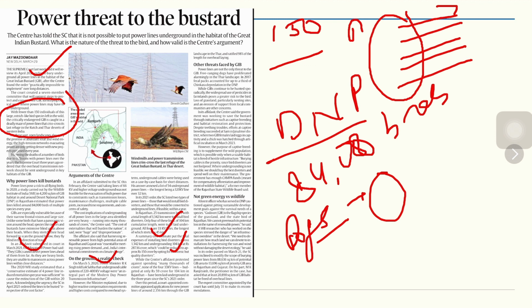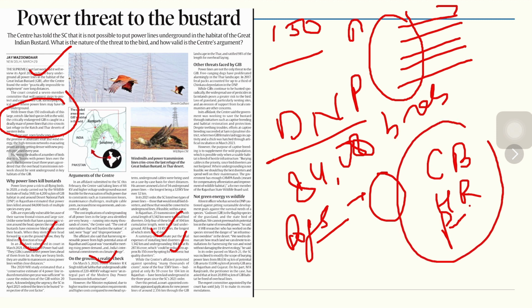In the affidavit, the center said that the government was working to save the bustard through initiatives such as captive breeding and habitat restoration and protection. Despite teething troubles, efforts at captive breeding succeeded in Jaisalmer district. However, the purpose of captive breeding is to supplement the wild population, which is only possible when a sizable habitat is freed of hostile infrastructure. So, we should also divert and spend well from the Campa fund, the compensatory funds for protection of forest.